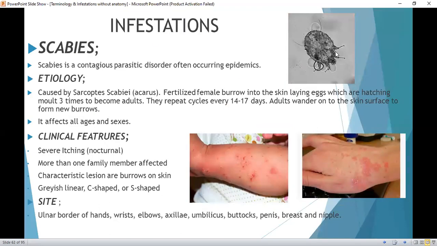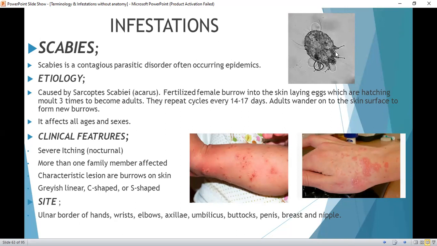Then we come on to the second part of the lecture, the infestations. Common infestations are scabies, lice, and leishmaniasis. Scabies is a contagious parasitic disorder occurring in epidemic form. It is caused by Sarcoptes scabiei, which is a mite. It is caused by the female Sarcoptes scabiei, to be accurate.